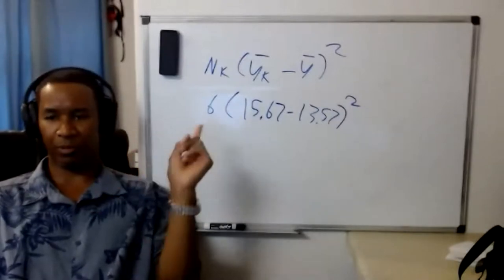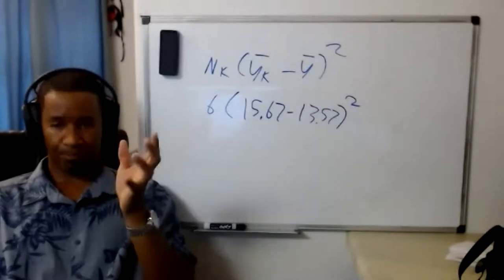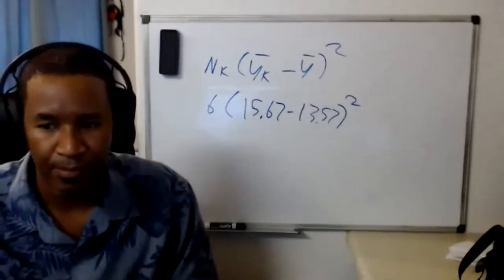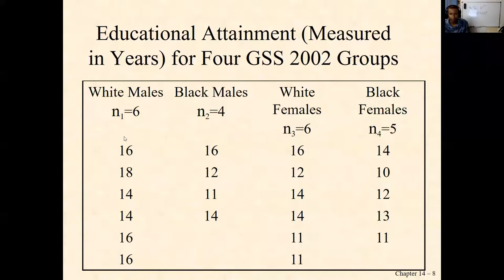Okay, what part didn't you see? Okay, because you said the mean is for each one of the groups, right? And now you said we have to add all the groups and find one mean? Yeah, so if you found the mean of this group, and then the mean of this group, and then the mean of this group, and then the mean of this group, then you add them together and divide by 4, and you should get 13.57.